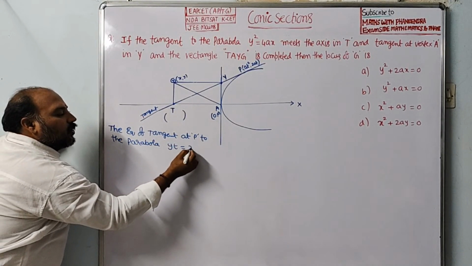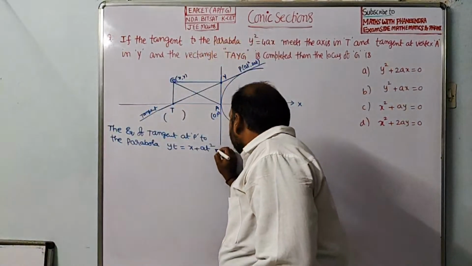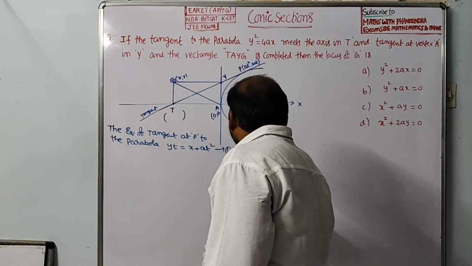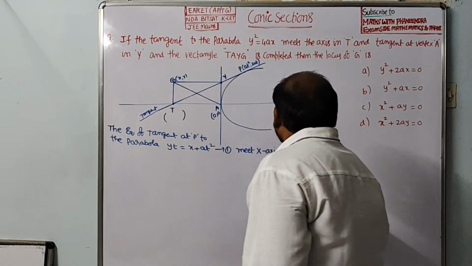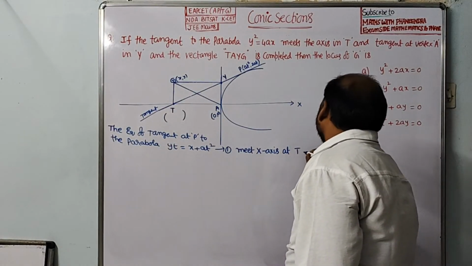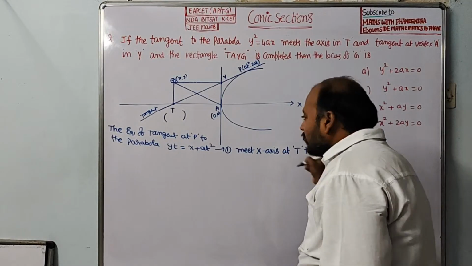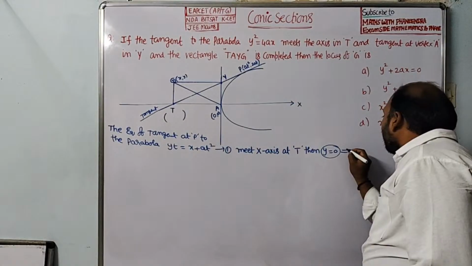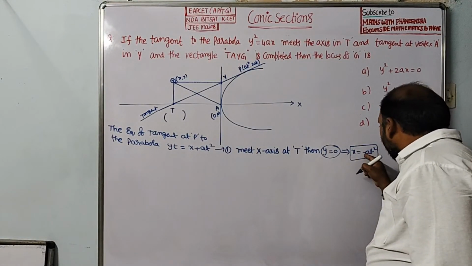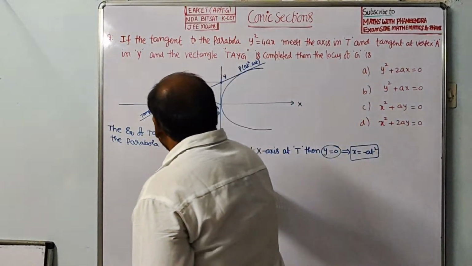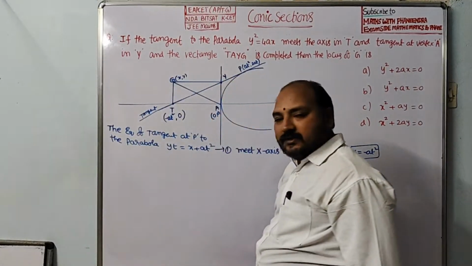y = tx + at². Equation 1 meets the x-axis at T, then y is equal to 0. Substitute y = 0 in this: x is equal to minus at². So x value is minus at², y value 0. So the point is (minus at², 0). I think you got clarity on this.